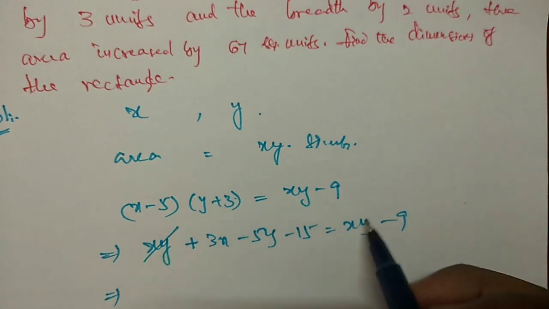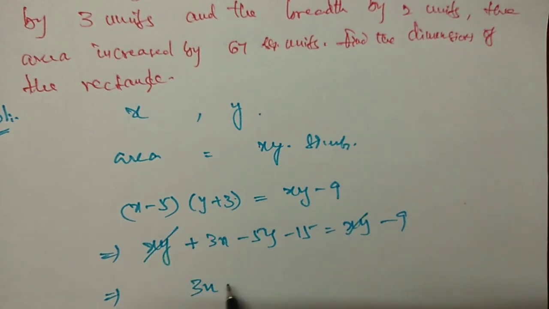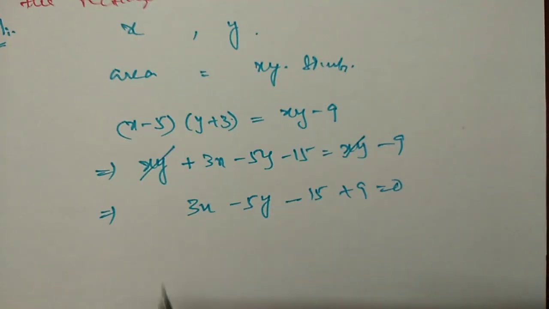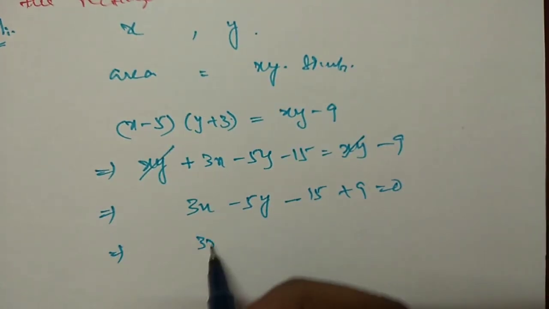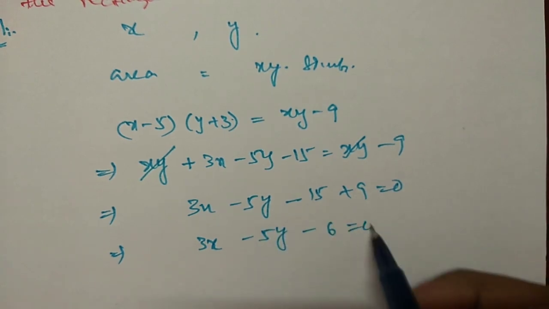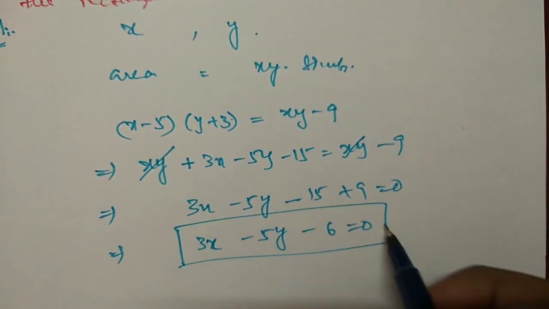So on both sides xy gets cancelled. This is 3x minus 5y minus 15 plus 9 equal to 0. So this is 3x minus 5y minus 6 equal to 0. This is equation 1.